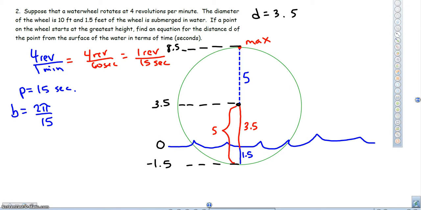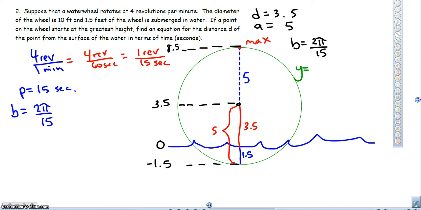Let's look at A. A is going to be that distance in between. So the A value is going to be 5. The distance between max and min, that's just your radius. Your B, we already stated, 2 pi over 15, because the period was 15. And B is 2 pi over P. And we're starting at the max. So it looks like I have enough information to write my equation. So let's write my equation.